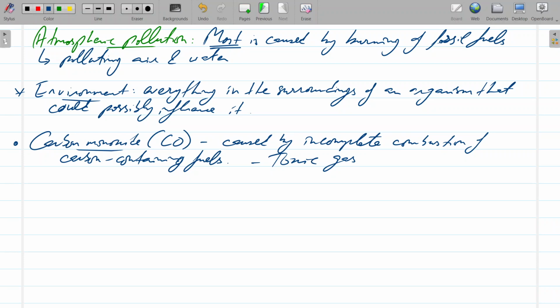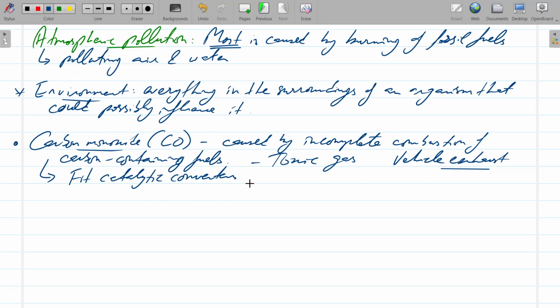And so how can we solve the problem or at least lessen it? One source is car exhaust, so vehicle exhaust is one source. And if you're talking about vehicle exhaust, you can fit catalytic converters in the exhaust of a car. And what that does is it converts carbon monoxide to carbon dioxide.